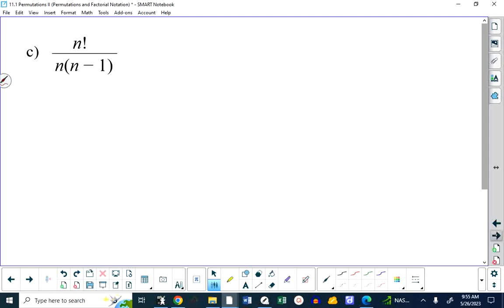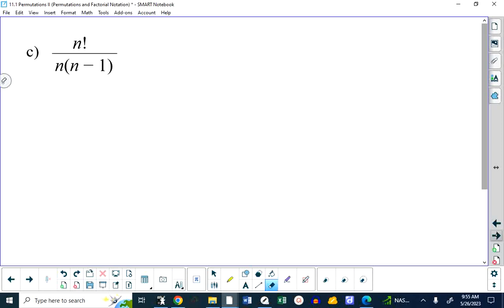N factorial over n minus 1. Okay, well, be careful because the n and the n minus 1 are not factorials. But if we expand the factorial of n, we can start to see something else happening. I'm curious, how many of you know that that's n minus 2 factorial? Just by seeing, so you're looking ahead, you're saying these two factors of n and n minus 1 are the leading factors in the numerator that are going to cancel.